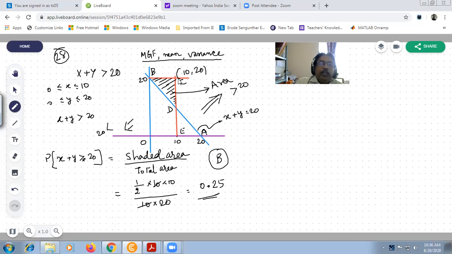So the entire area is OECB. Entire area is OBCE, and the area is BCD. So BCD by OBCE, we have 20. This one is 20. This one is 10, and again you have the okay.